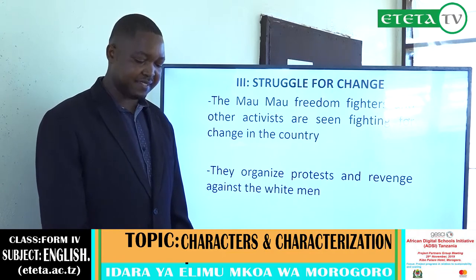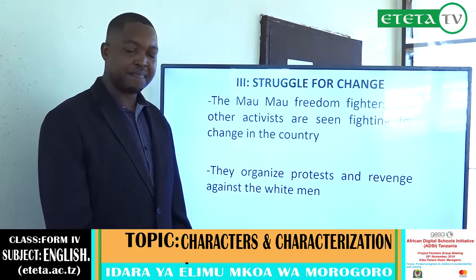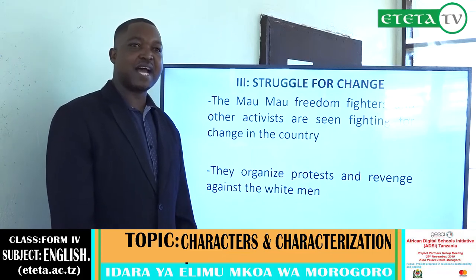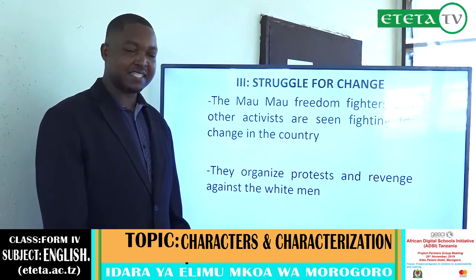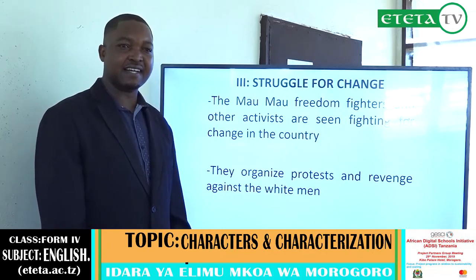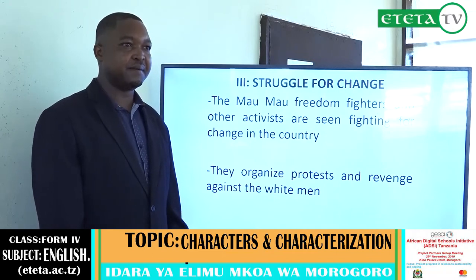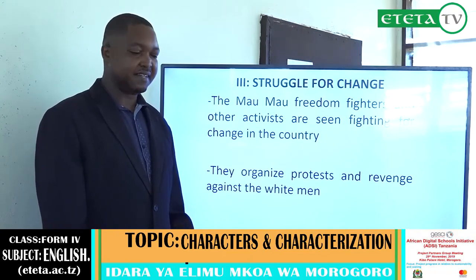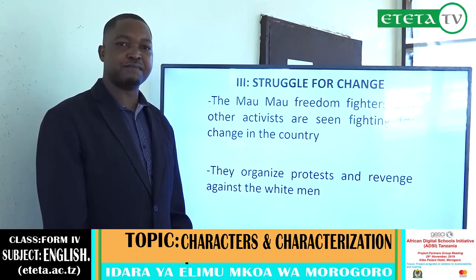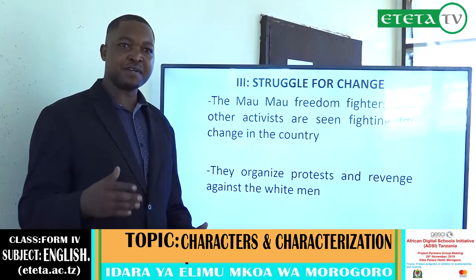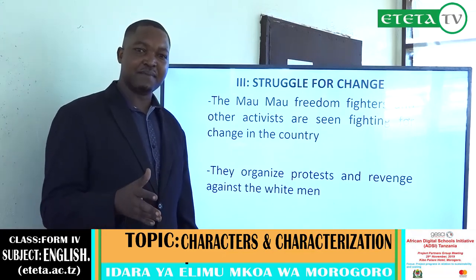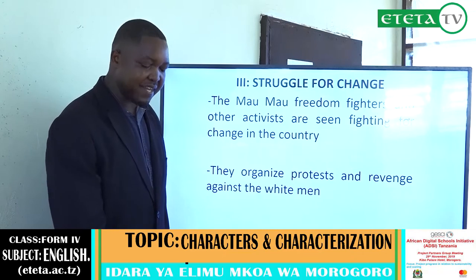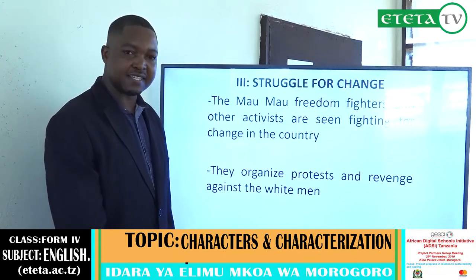I think you witnessed when I narrated the story, when I passed through the summary of Weep Not, Child, that Mr. Howlands and Mr. Jacobo were assassinated. They were killed by Boro. But some of the Africans also were killed, like Teacher Isaka was killed. We have Nganga, the carpenter, who was killed, and others who were suspects of the Mau Mau movement. Most of them were killed. So it was not only one-sided. The white people were killed, but at the same time, the Africans were also killed. So the protests and the revenge were very common during the struggle for change in Kenya.